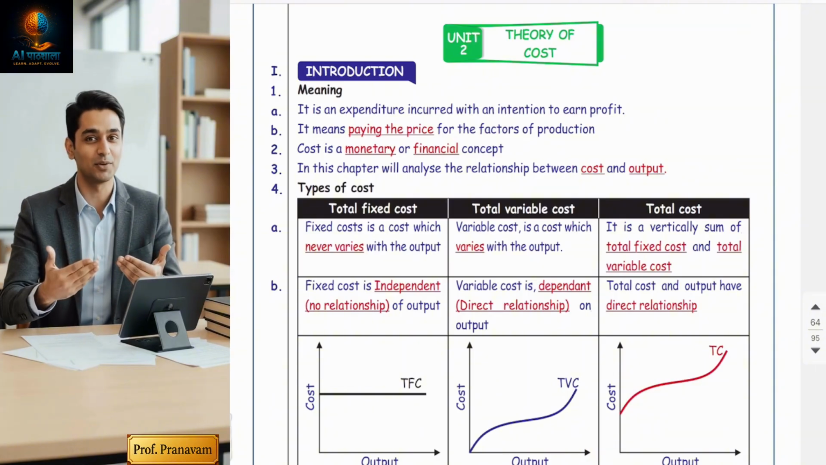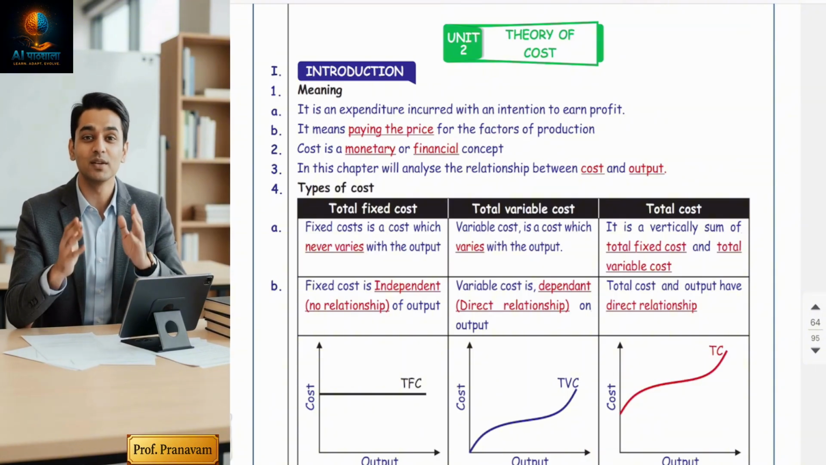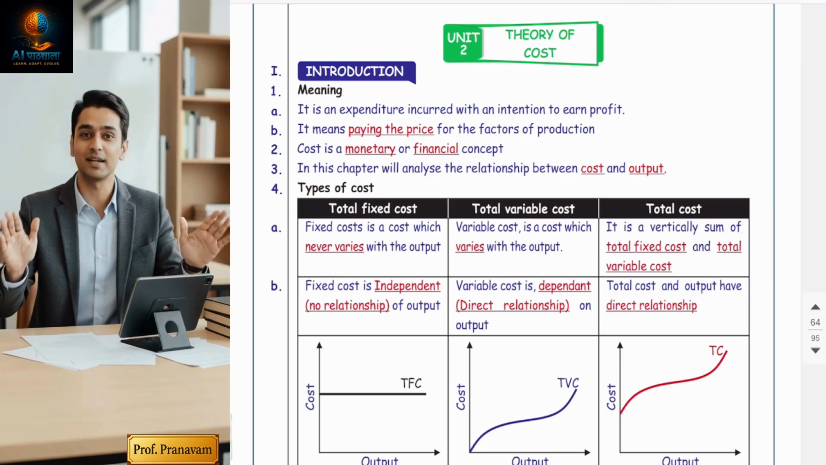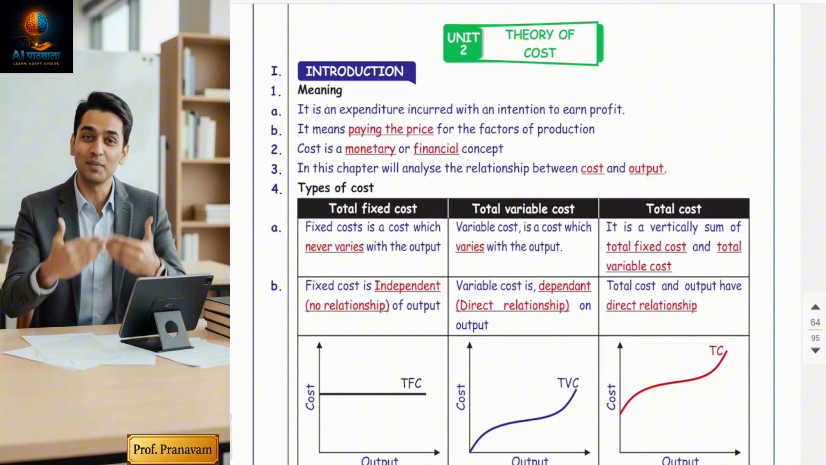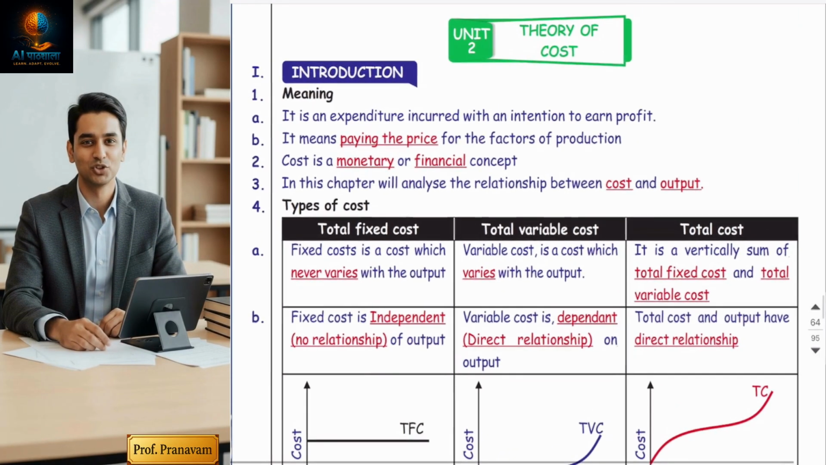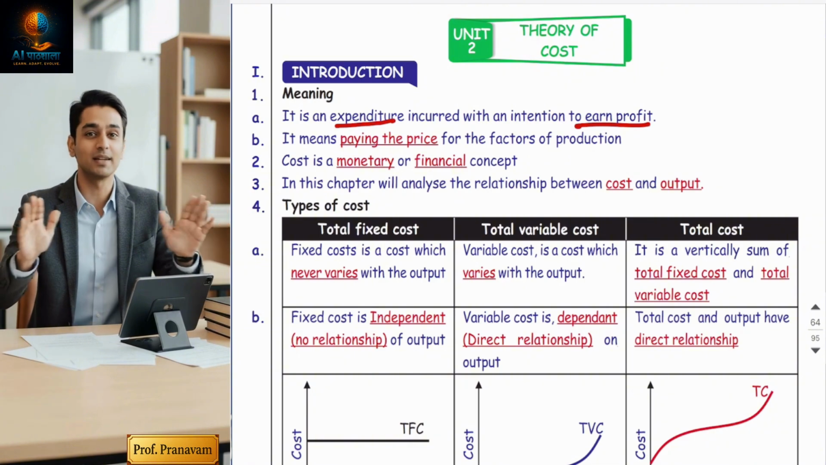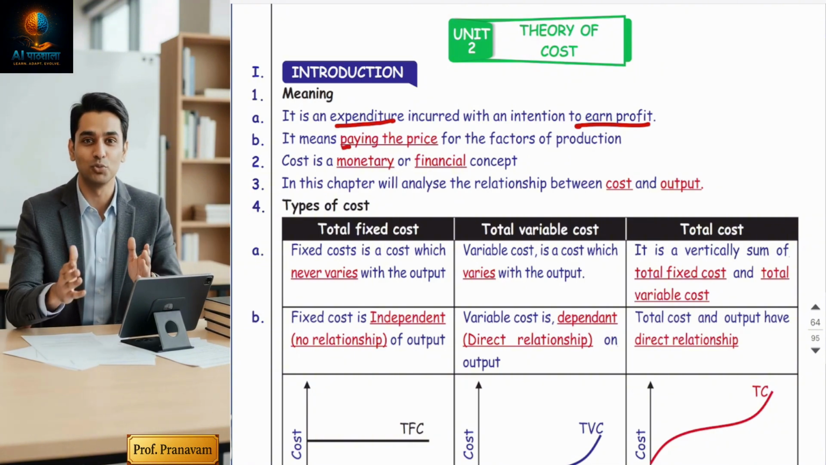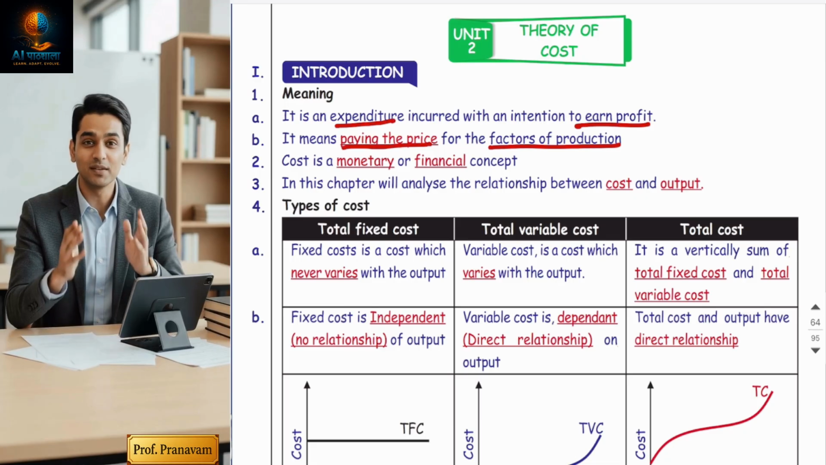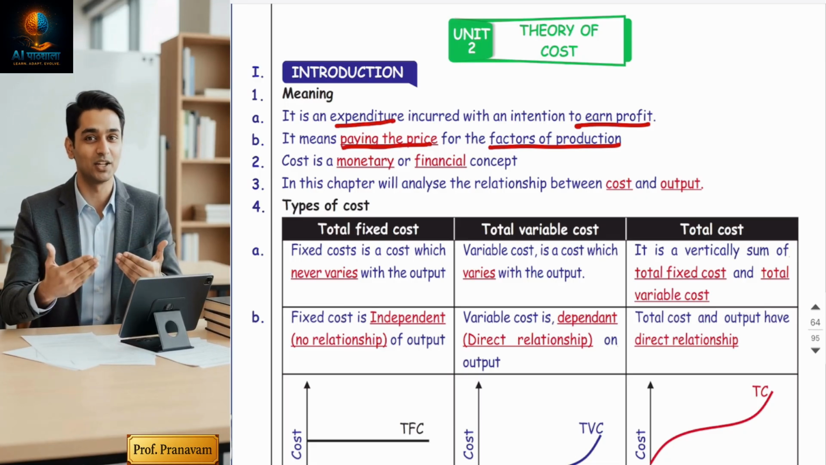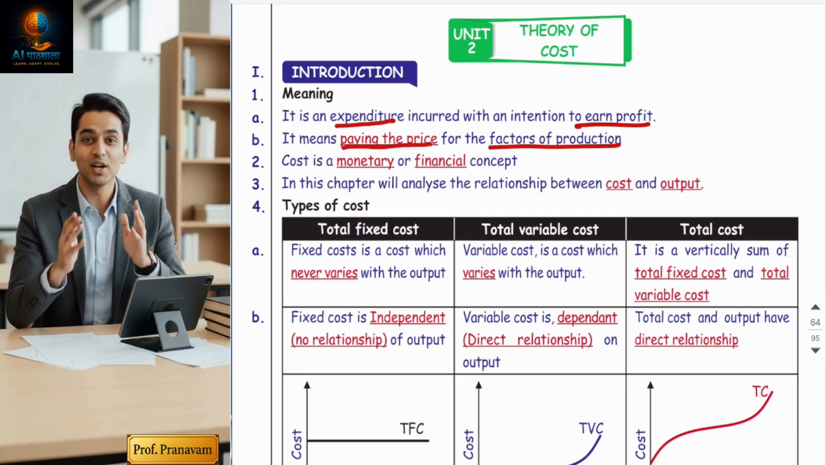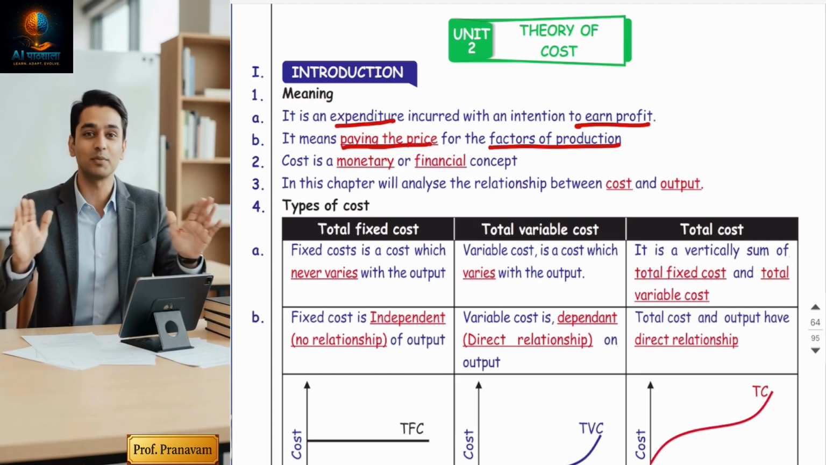Capital says, I am ready to work for your business to conduct production, but I need interest. No one will work free of cost. So when the businessman has to pay the factors, for him it's an expenditure, and it's called cost. So the first point, the definition: it is an expenditure incurred with an intention to earn profit. The second meaning is that it is paying the price for the factors of production. Factors means your inputs: land, labor, capital, entrepreneur. These four will not work free of cost. You have to pay them, and whatever the businessman pays them is a cost for him.